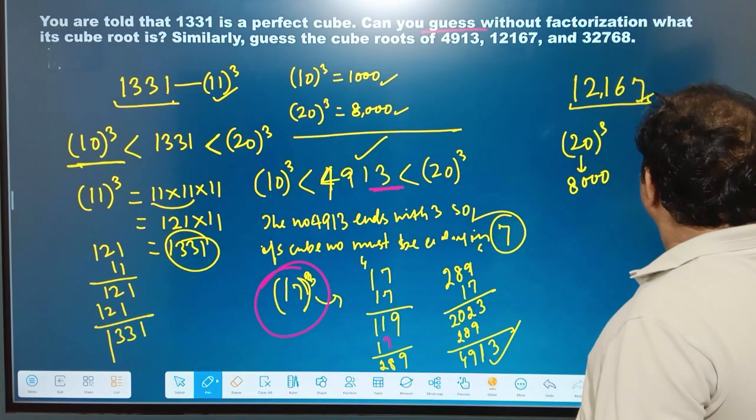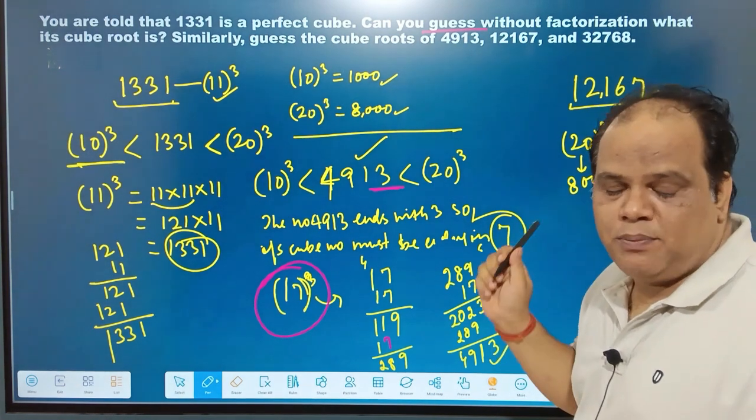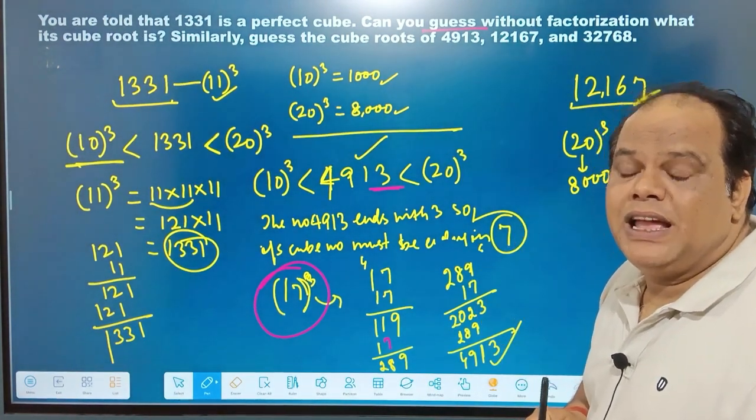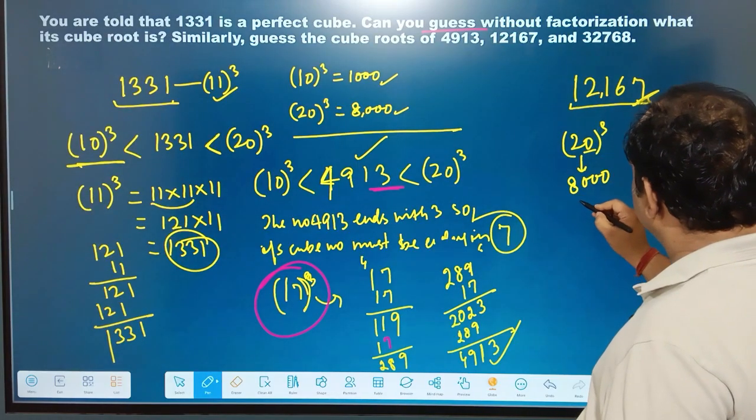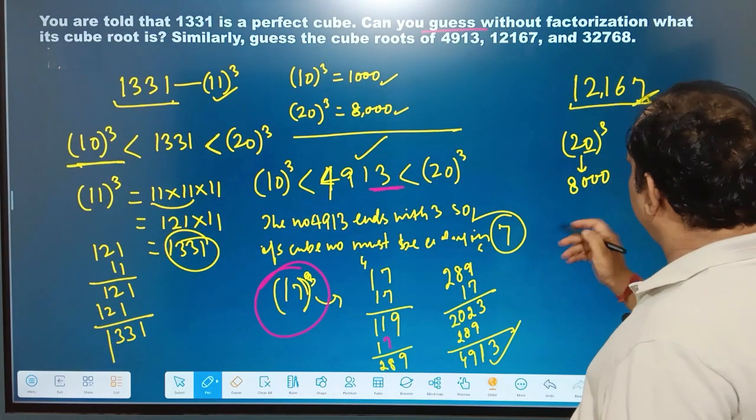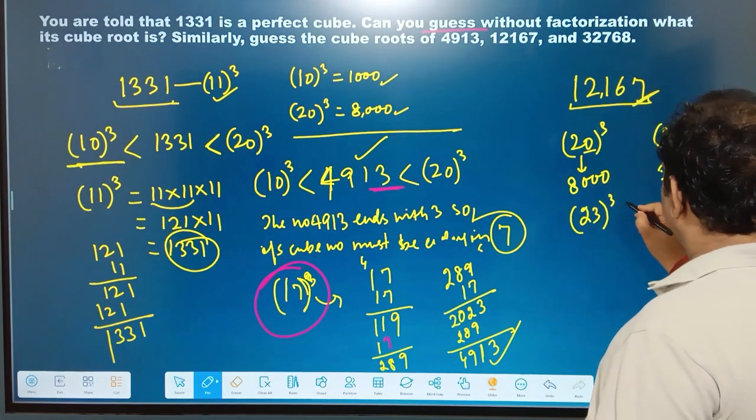Now we know this is ending with 7, so it is a swap number, so its cube must be ending with 3. So after 20, which 3 do you get first? So 20, 21, 22, 23. So it should be 23 ka cube. This would be the answer.